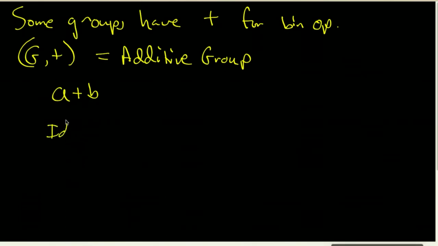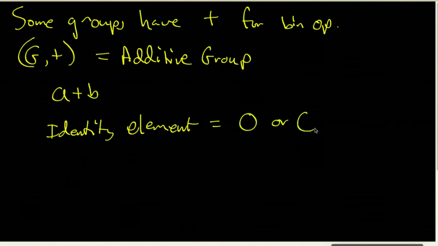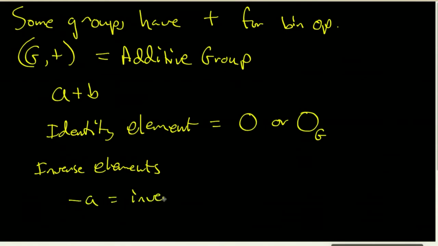The identity element in additive groups is usually written as a 0, or if it's important to denote what the group is, we say a 0 sub g. The inverse elements are usually written with a minus sign. So we use minus a for the inverse of element a. And this is just a convention for all notation.